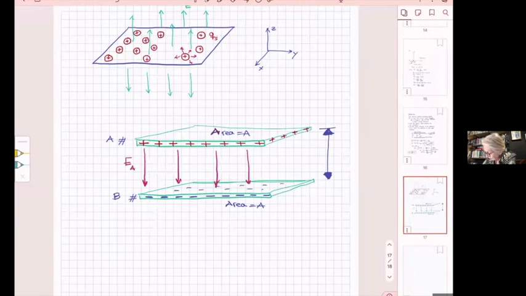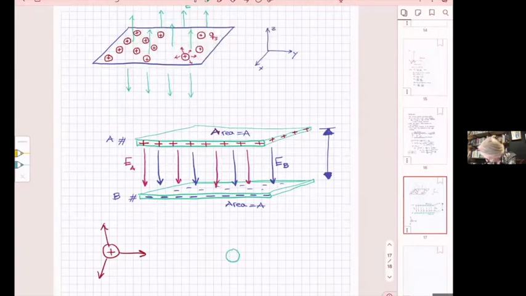How is the field due to charge B going to go? It's going to go like that. Do you agree? And why? Because the field due to a negative charge goes towards the charge. You remember that? If you have a positive charge, the field goes away, like this. If you have a negative charge, the field goes like that. That's why the two charged planes create a field which is along the same direction.